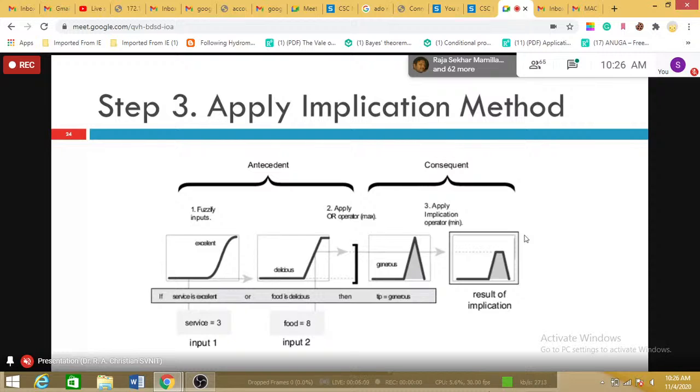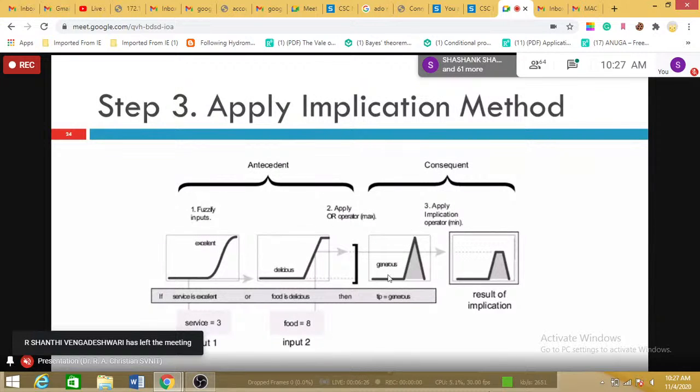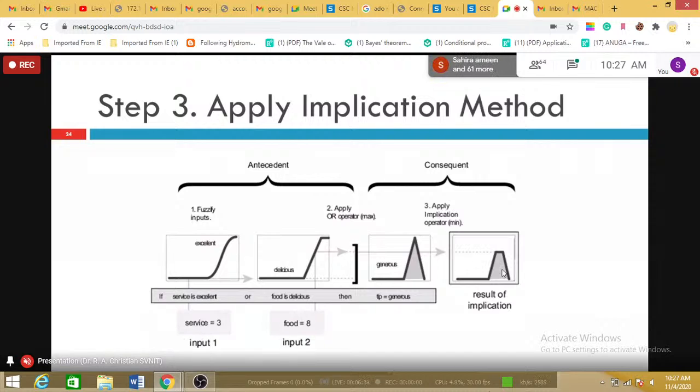Similarly, antecedent and consequence. So when service is 3 and food is 8, the output was 0.7, which cuts into your tip, a generous tip. I say 5%, 10%, and 25% maximum, then you decide. Based on that, you define a set here, and 0.7 cuts this set at this percent level here. So this is your final output of 0.7.